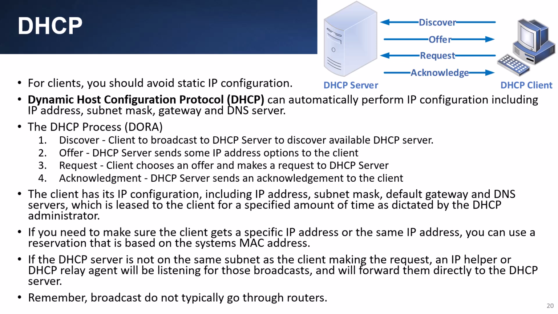And the client has its IP configuration, including IP address, subnet mask, default gateway, and DNS servers, which is leased to the client for a specified amount of time as dictated by the DHCP administrator. If you need to make sure the client gets a specific IP address or the same IP address, you can use a reservation that's based on the system's MAC address. If the DHCP server is not on the same subnet as the client making the request, an IP helper or DHCP relay agent will listen for those broadcasts and forward them directly to the DHCP server. Remember, broadcasts do not typically go through routers.